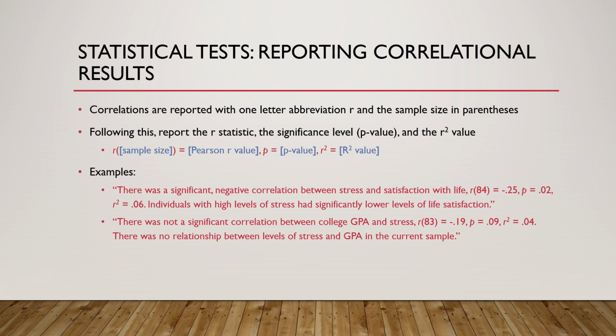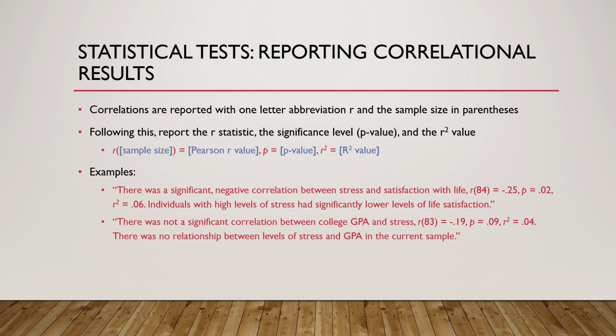Or maybe they were doing a study between GPA and stress and they found no relationship. So they say there was not a significant correlation between college GPA and stress, with r of 83 participants in this case equals negative 0.19. It looks negative, but we see the p-value is 0.09, which is non-significant. So no matter what that r value is, it is not significant. So we're saying there's no relationship there. And then we give the r squared, which is 0.19 times 0.19, which equals 0.04. We then indicate that we interpret that as there was no relationship between levels of stress and GPA in the current sample.